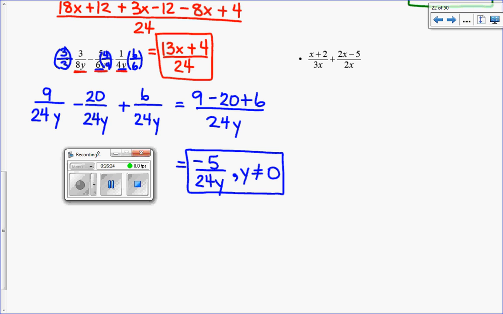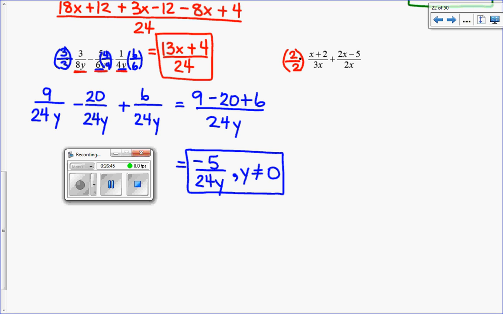Okay, the next question has a 3x as one denominator and a 2x as the denominator on the other side. I know right away my least common denominator is going to be 6x. So on this side, to make my denominator 6x, I have to multiply by 2. So I'm going to multiply my numerator also by 2.